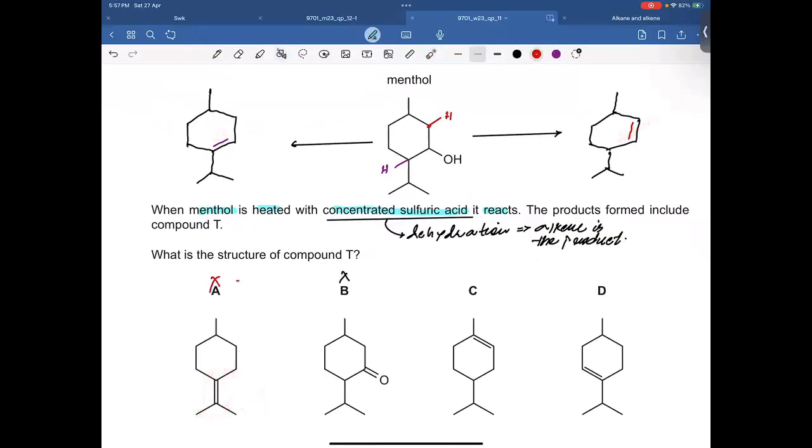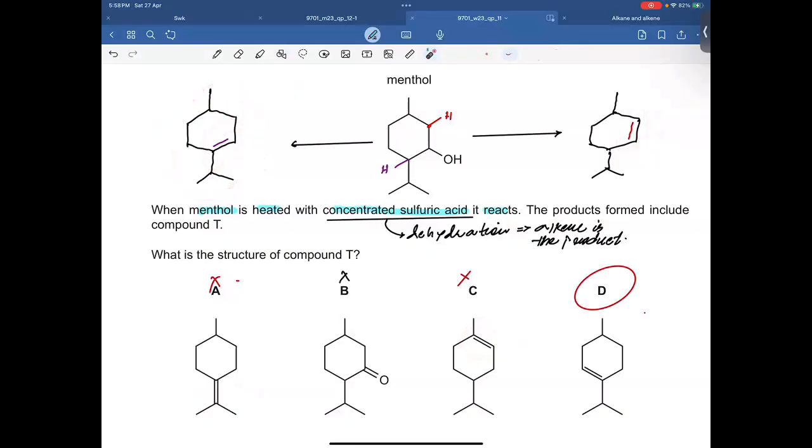Now competition exists between C and D. Obviously the double bond is either present here in the cyclic ring or there in the cyclic ring, but cannot form here on the cyclic ring, right? Which is why C is also incorrect, and therefore D is going to be the right answer. Why? I have made the pi bond here.